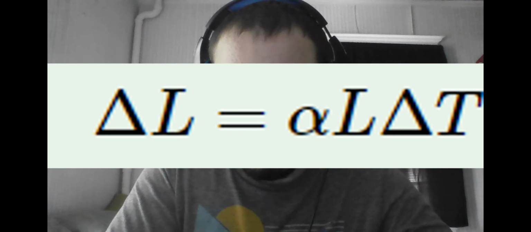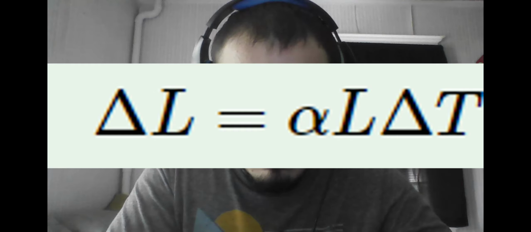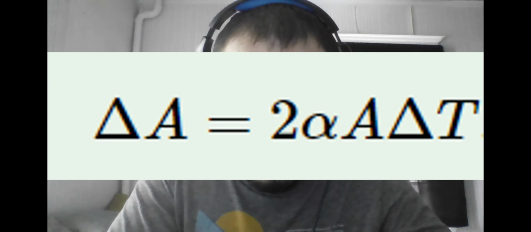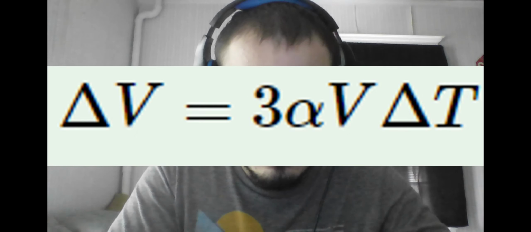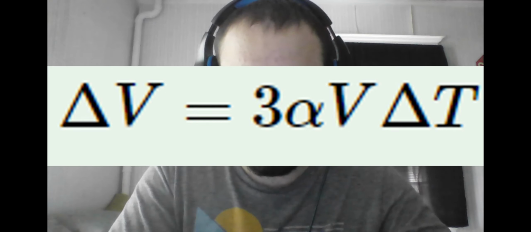So next, we can deduce a formula for 2- and 3-dimensional expansion as well, by stating that the change in 2D area is equal to 2 times the coefficient of expansion times the original area times the change in temperature, and for change in 3D volume, it is 3 times the coefficient of thermal expansion times the initial volume times the change in temperature, which should make sense if you're familiar with how 3D geometry works.